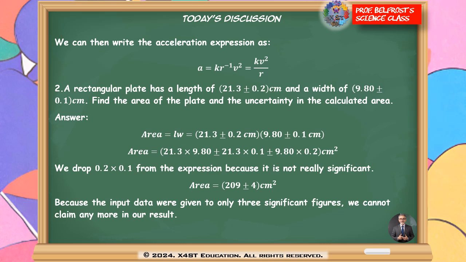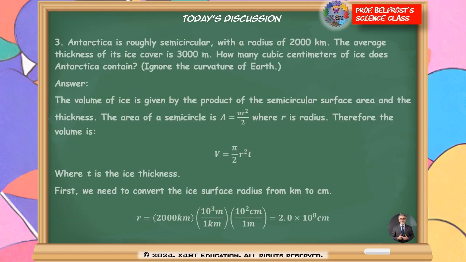Okay, and for the uncertainty, which is 4, yes, it is 4 if you count it, and it is also rounded. Okay, and that's it. The third problem is here.